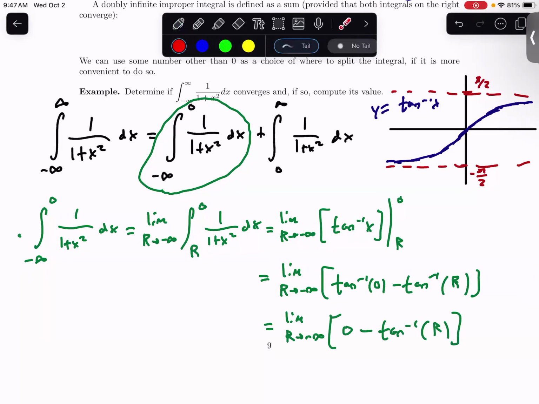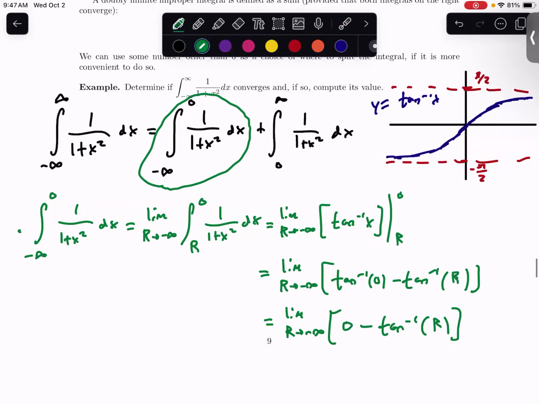And we see that when r, or when x, sorry, I wrote this in terms of x, as x goes to minus infinity, we see that inverse tangent goes to minus pi over 2. So this limit as r goes to minus infinity of inverse tangent is going to go to minus pi over 2. So this is going to be equal to minus, we really have minus minus pi over 2, which is equal to pi over 2. So that's the first half.